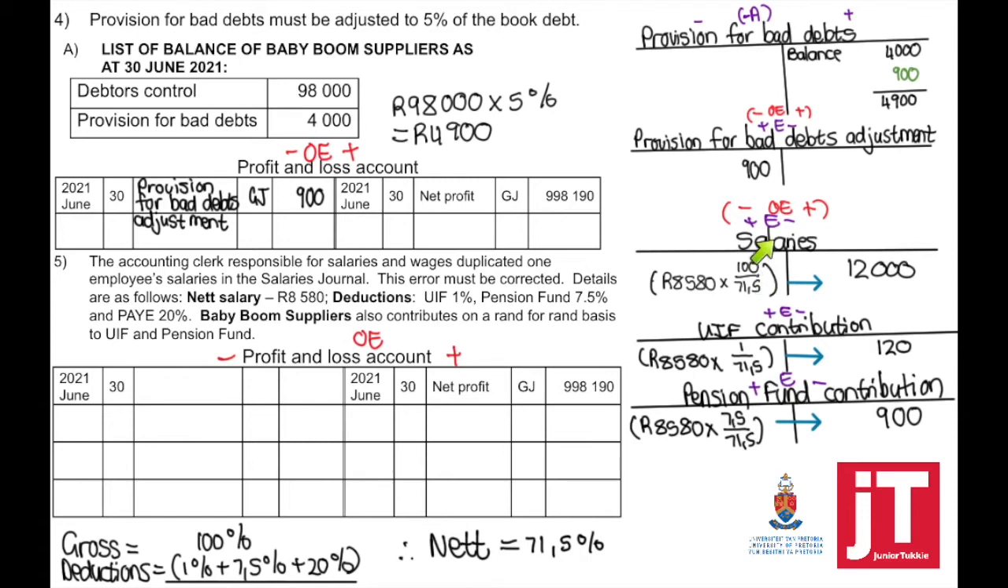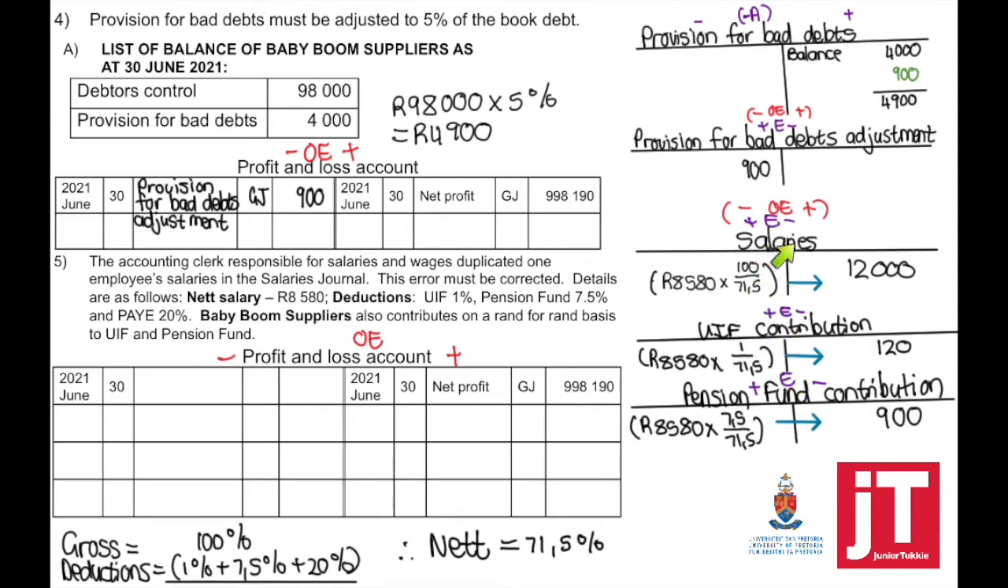So, what is happening here? These are all my expense accounts. It was entered twice. It was duplicated by mistake, which means that we need to take it out, which means our expense account will decrease.